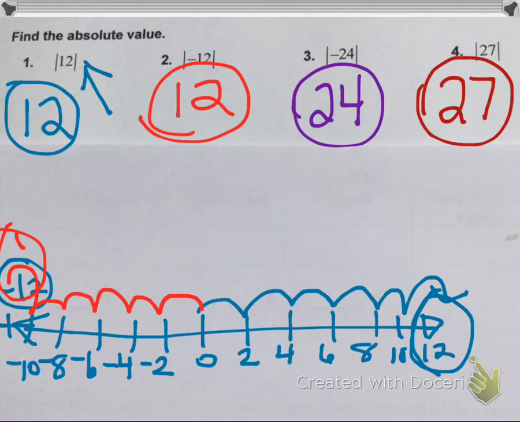A lot of people think that absolute value is the opposite. It's not the opposite. It is how far the number is from 0. So if you have the absolute value of -12, it's a +12. The absolute value of a +12 is 12. No matter what, it's the distance from 0.